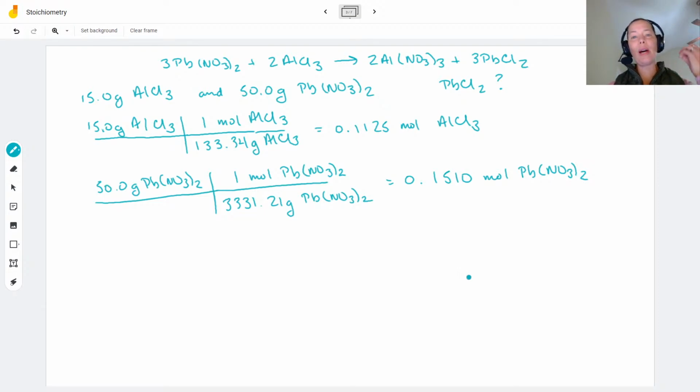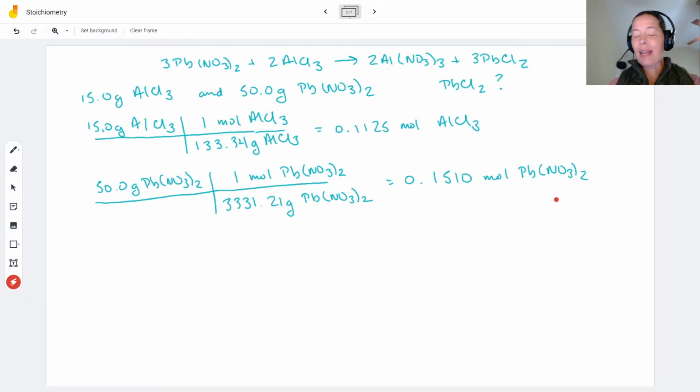Again, this is why I say make sure you're specific with your units, because even if you just put moles, you would have 2 different numbers here that are moles, and it's very hard to keep track of what is what unless you specify that you've got moles of aluminum chloride here and moles of lead nitrate here.